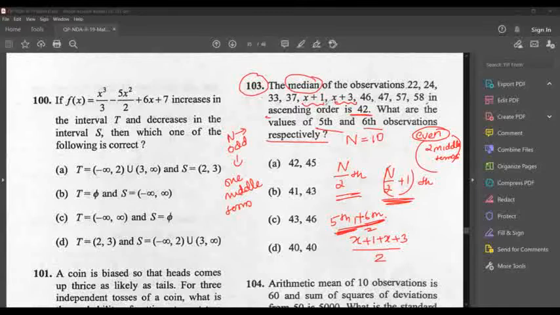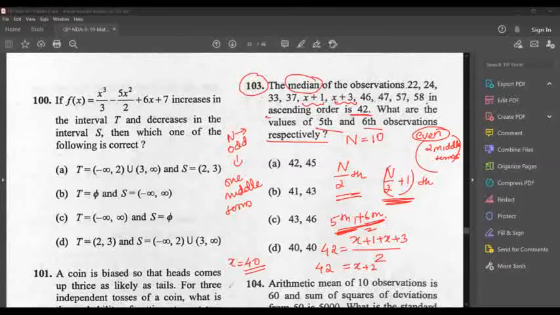So 5th term is x plus 1, 6th term is x plus 3, divided by 2. That is the average, that will be the median. Median they have given as 42. So that is 2x plus 4 by 2, that is x plus 2. Take 2 outside, it becomes x plus 2, and 2 and 2 get cancelled. So 42 equals x plus 2. So x is equal to 40.